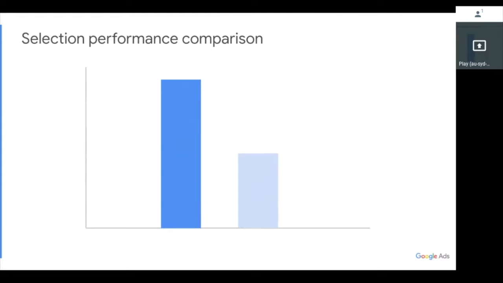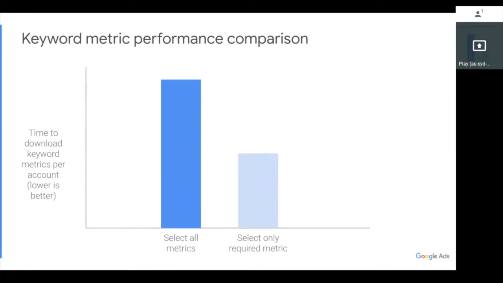We have done an empirical test on selecting some keyword metrics. In this graph, as you can see, the left-hand side is the case when we selected all the metrics of the keyword view, and the right-hand side is when we selected only one required metric. This graph represents the time to download keyword metrics per account. So the lower is the better.